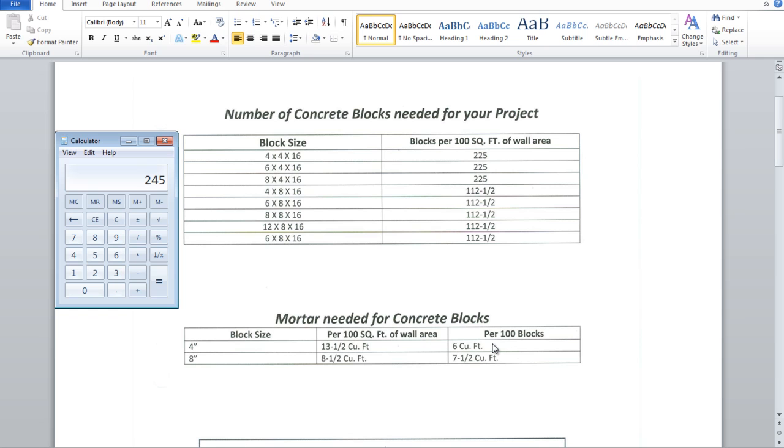You need to go back to your original number, 232.65. We're going to put 233 in here per 100 blocks. All you have to do is divide it by 100, because they're wanting to know per 100 blocks. That gives 2.33, and then you times it by, and look for your number, 8 inch, 7.5. This is cubic feet. Boom. You're looking at 17.475. That's how many cubic feet.